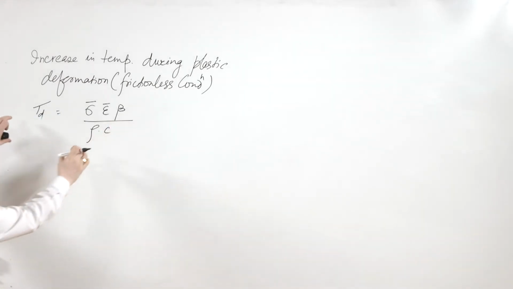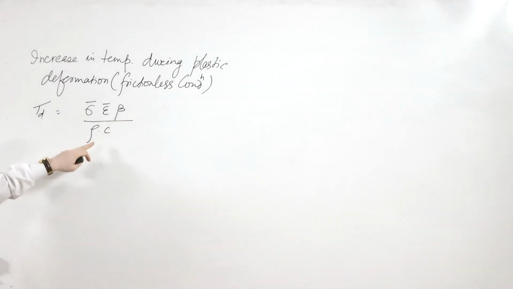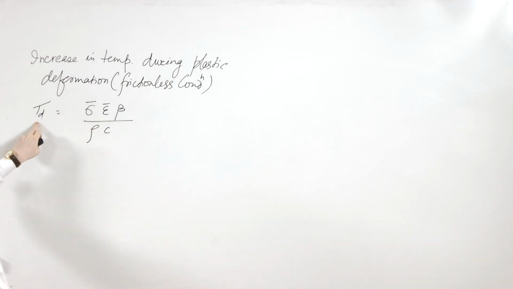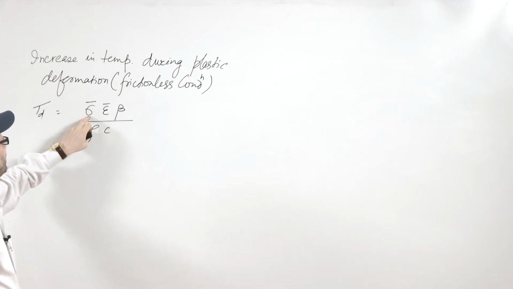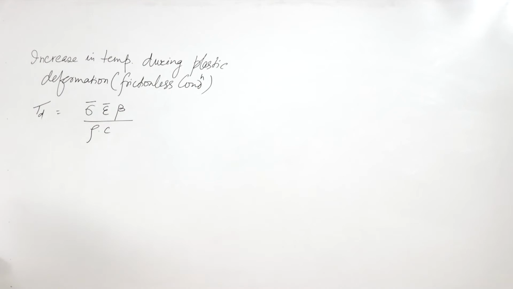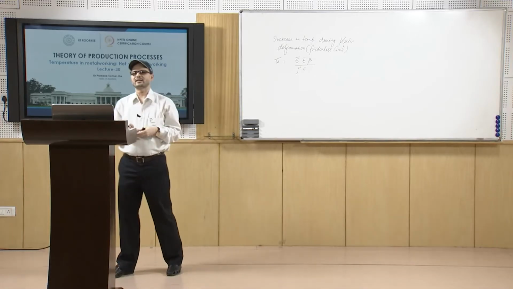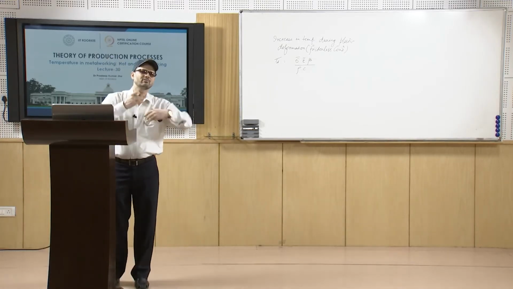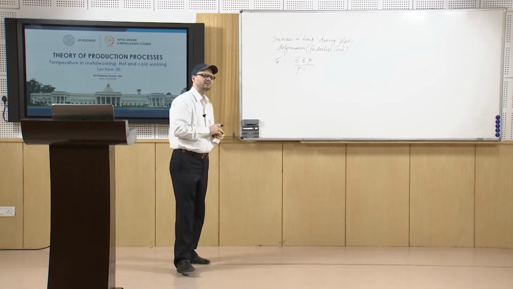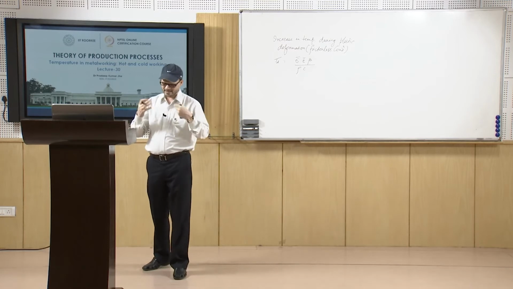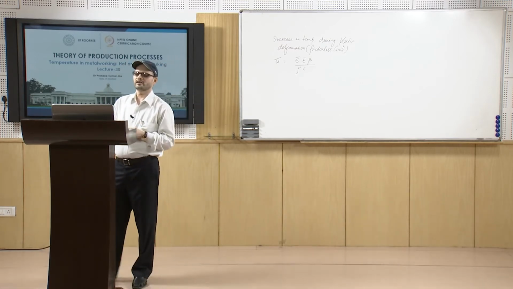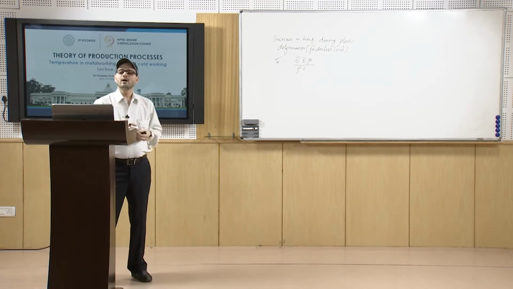So, basically this is equivalent. Rho is the density of the workpiece, C is the specific heat of the workpiece, this is the temperature rise, this is the mean value of flow stress, the mean value of strain, and this beta is the factor which talks about how much part of the work is converted into heat. So, normally this value is taken as 0.95 or so. So, this has been given like that.